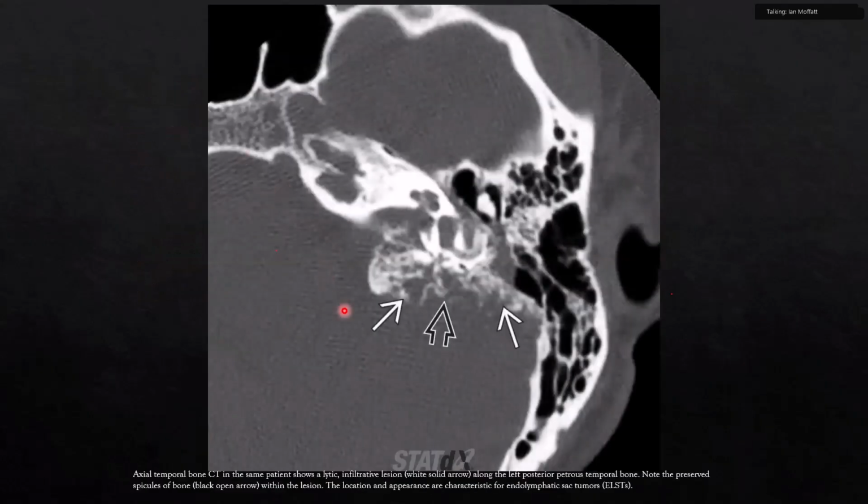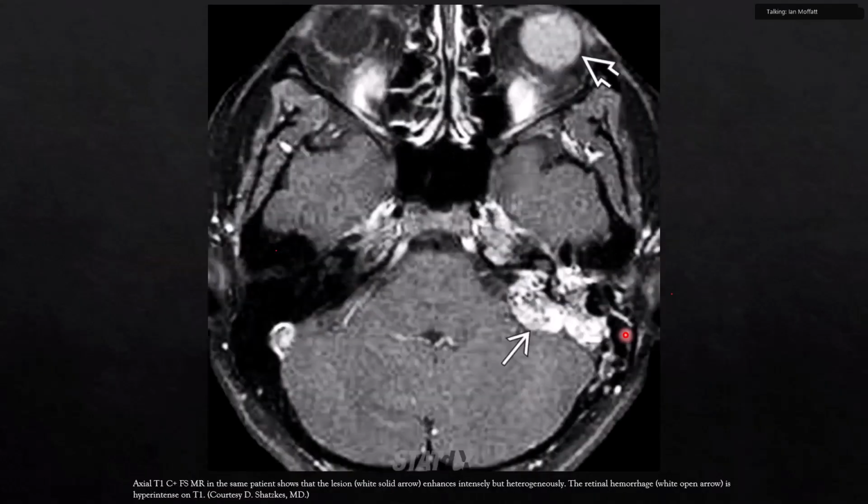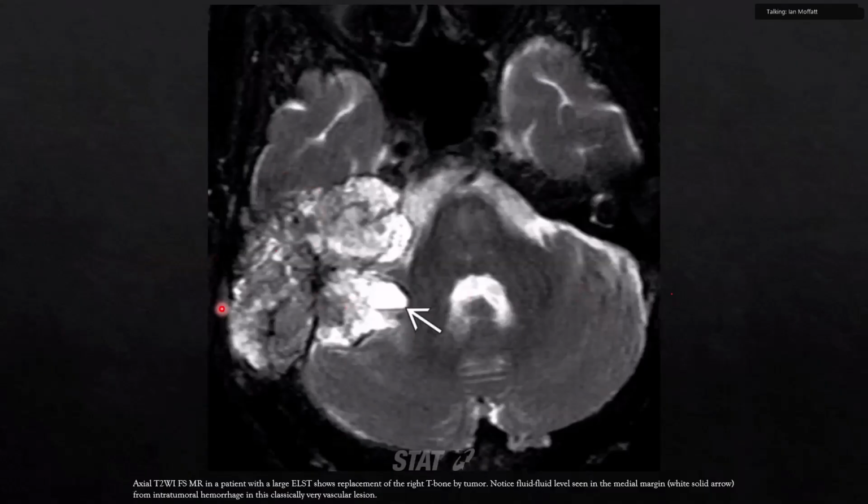This is the typical CT appearance. Again, we have a permeative destructive lesion within the petrous temporal bone, some extension into the middle ear and mastoid air cells. On T1, you get heterogeneous areas of T1 hyperintensity and hypointensity within. Sorry, this is a post-gadolinium enhanced image with heterogeneous avid enhancement. And then T2, heterogeneous appearance with occasional hematocrit levels as well, indicative of intrinsic hemorrhage.